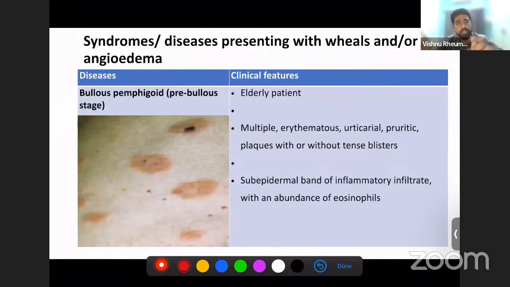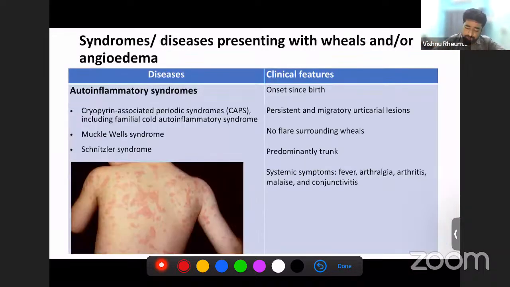Bullous pemphigoid is a dermatological condition. You don't need to know much about it, but just remember that it's usually an elderly patient with more often a blistering manifestation that occurs. But before the blisters actually develop, it can kind of resemble an angioedema or just a urticarial lesion.